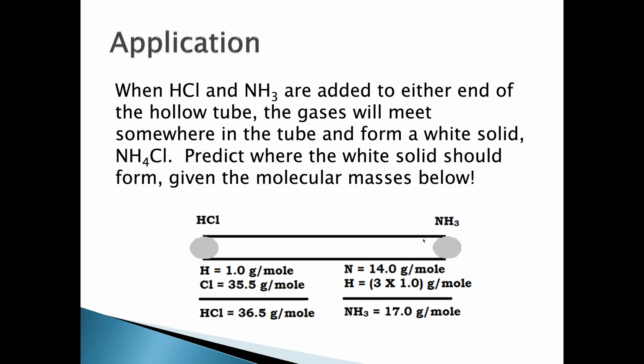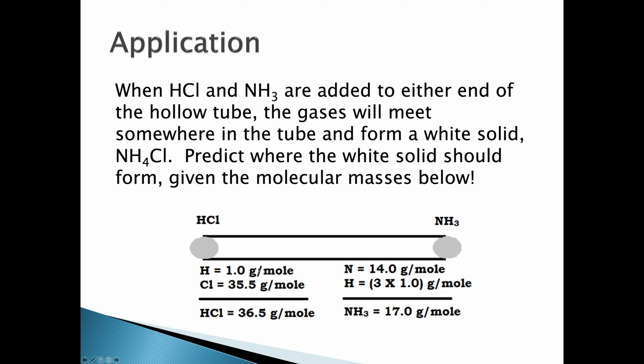So here's an application. Let's say we take hydrogen chloride and ammonia, and we put them in either end of a hollow tube, and the gases will meet somewhere in the tube. The hydrogen chloride will spread out, the ammonia will spread out, and we have to figure out where the two gases are going to meet. And we can do so because there will be a white solid of ammonium chloride that will form in the tube.